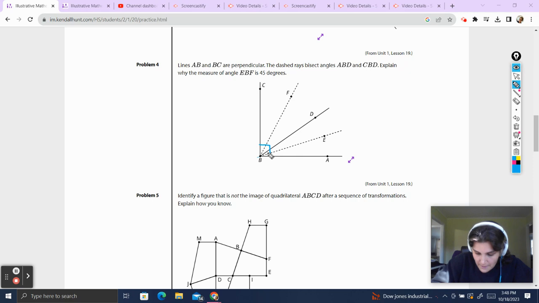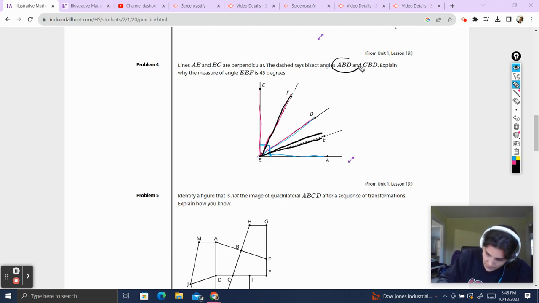The dashed ray bisects angles ABD and CBD. So ABD is bisected by the dashed lines, and CBD is also bisected by the dashed lines. Explain why the measure of angle EBF is 45 degrees. Ooh, this is a fun question. We've gotten to the fun part of geometry. So EBF, why is that 45 degrees?